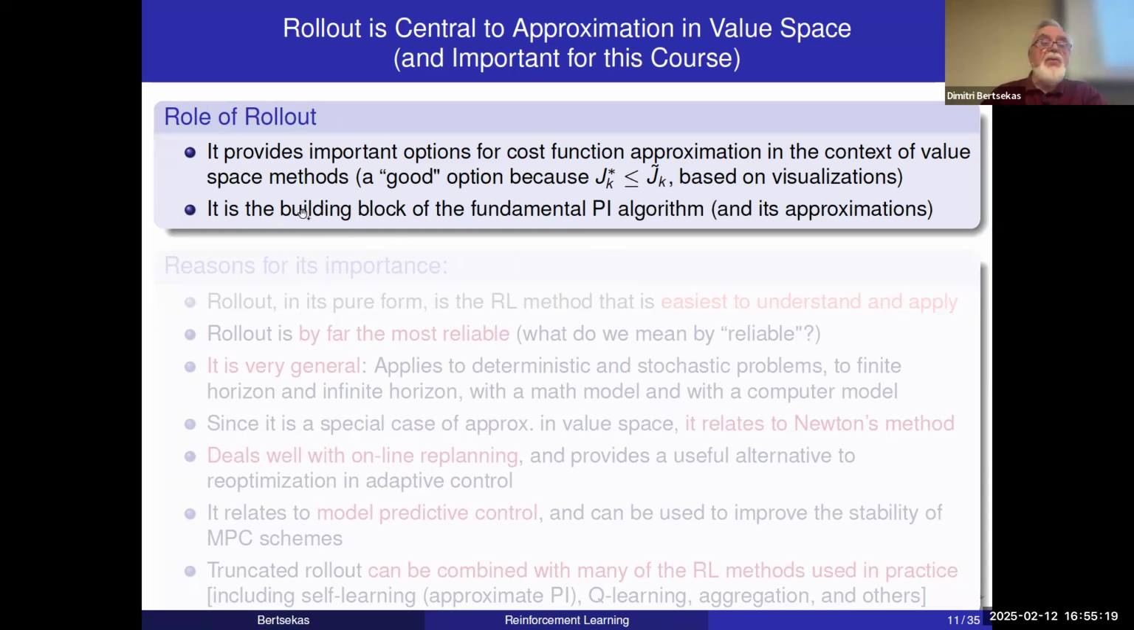The other important role of rollout is that it's the building block for the fundamental policy iteration algorithm and its approximations. For example, we'll see things like double rollout, 2 iterations of rollout, or multi-step rollout, and policy iteration involving neural network approximations. Rollout is right in there. It's a fundamental building block.